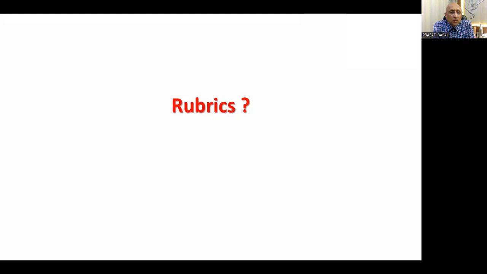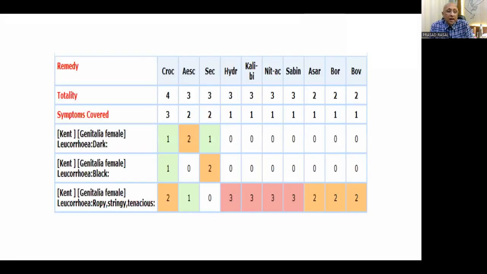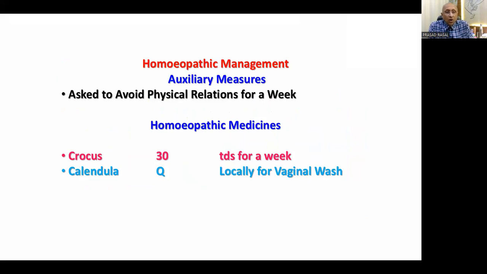So what were the rubrics? Rubrics were simple: leukorrhea dark, leukorrhea black. But the third rubric, which was very important, leucorrhea ropey, stringy, tenacious. The only remedy was crocus, which covers all three rubrics. So I have given crocus along with calendula. Already I have mentioned why calendula.